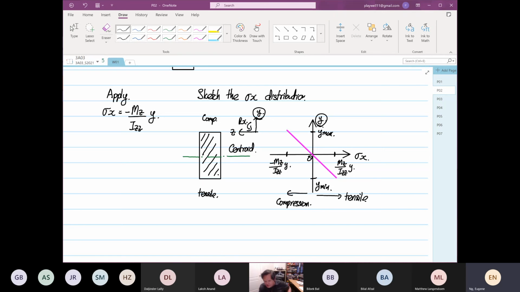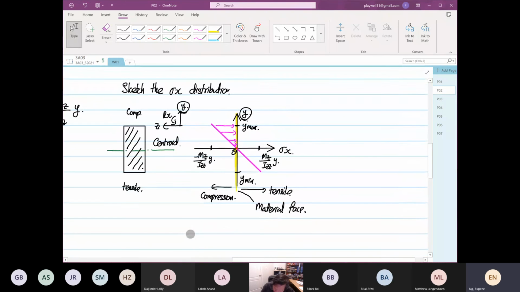Okay. So this is how your stress will distribute. Now, next you have to draw the arrows. How to draw this arrow? The y-axis is so-called the material phase, right? Compression means the arrows will be pushing towards the face. Okay, compression. So what do I mean?